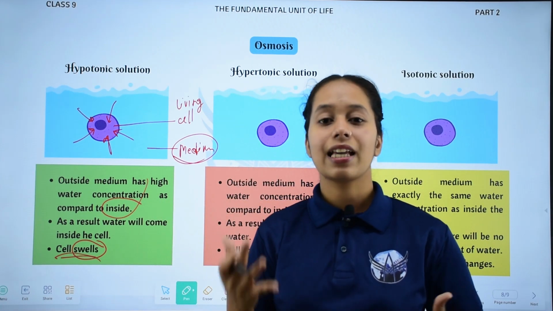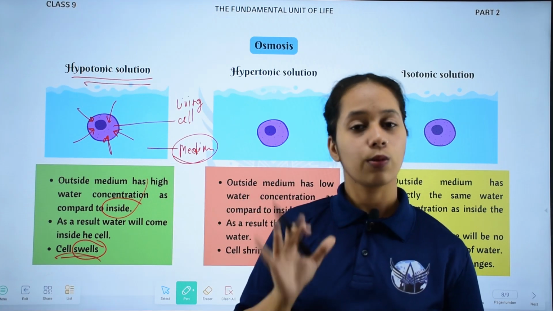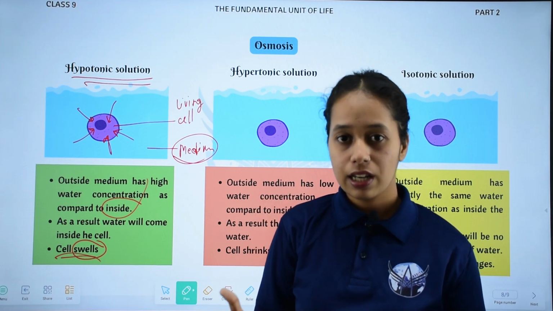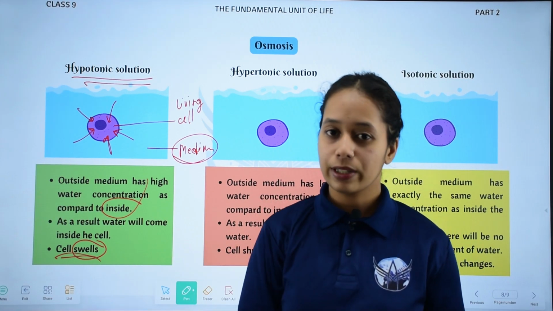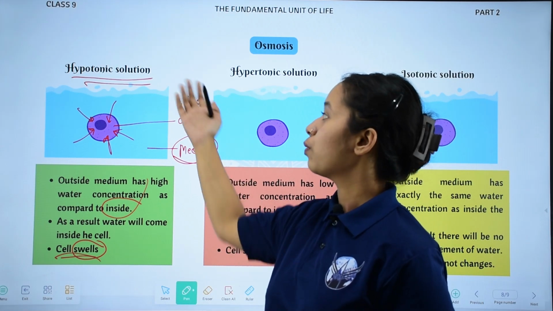Okay, and this type of solution is known as a hypotonic solution. So what is a hypotonic solution? Outside the cell, the water concentration is more, so water will move from outside the cell to inside the cell. As a result, the cell will swell, and this is known as a hypotonic solution.